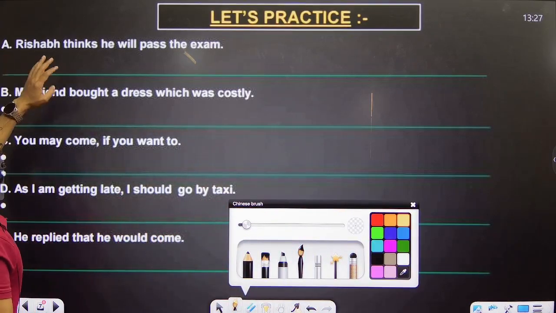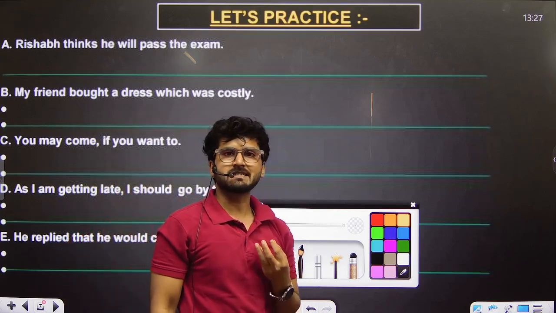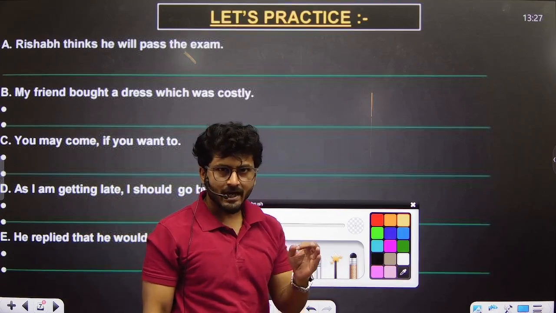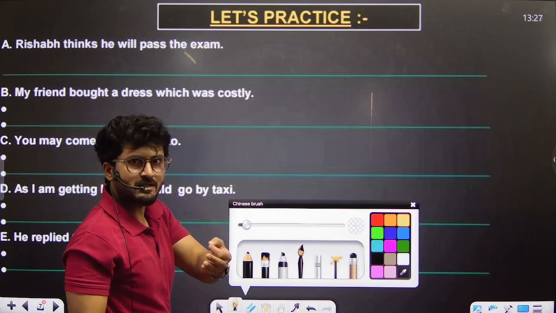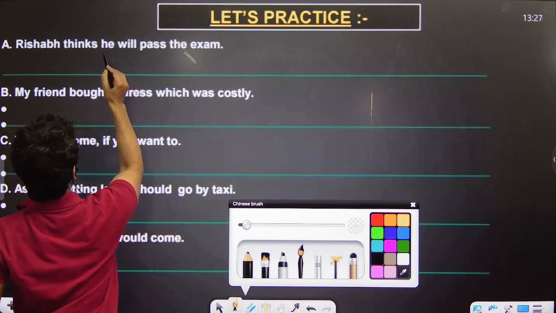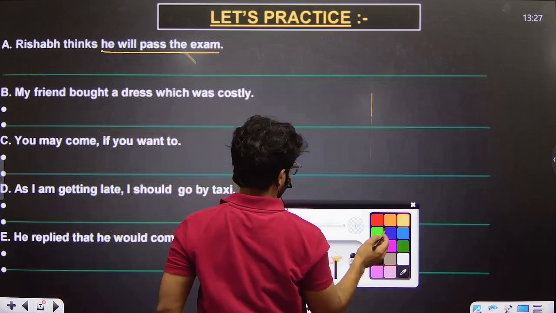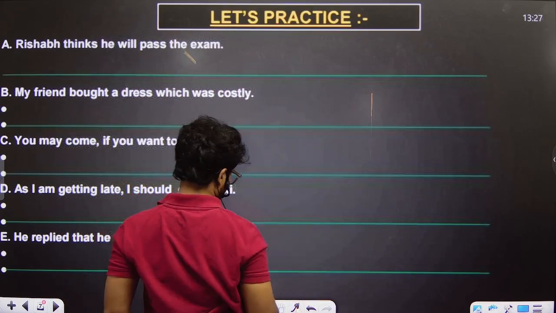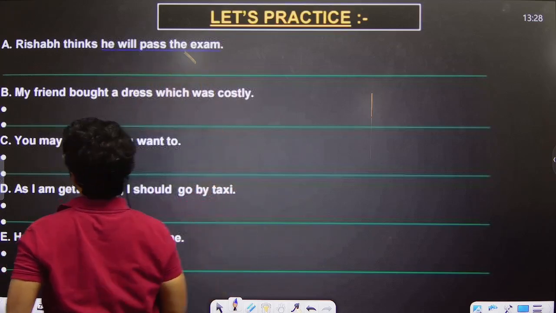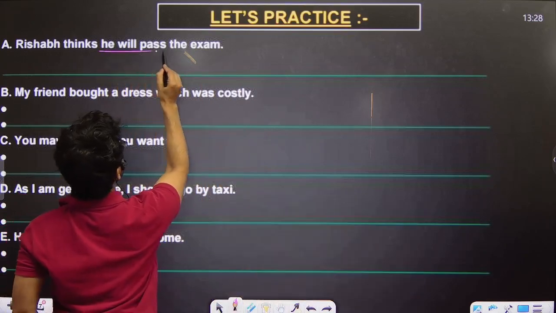Rishabh thinks he will pass the exam. ऋषभ सोचता है कि वो एग्जाम पास कर लेगा. ऋषभ क्या सोचता है? What? You are getting the idea. Okay, what पूछने से आपको आंसर मिल रहा है ना कि वो पास कर सकता है एग्जाम. So when you are asking what, he will pass the exam. So you are asking here what? He will pass the exam. Different color. Okay, I'm using the different color. Don't worry. He will pass the exam.